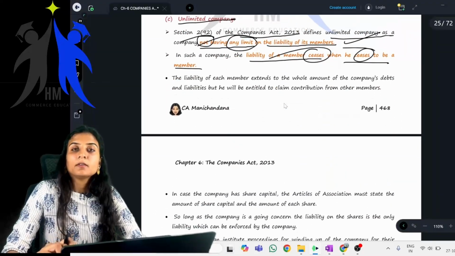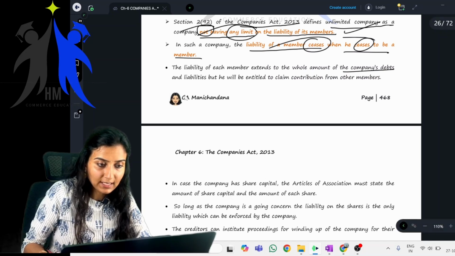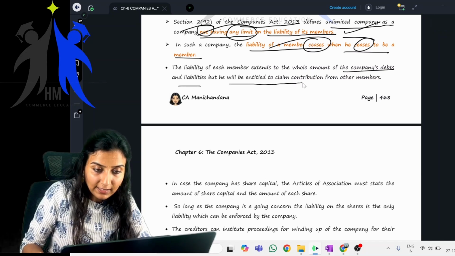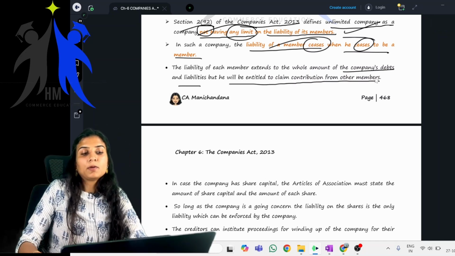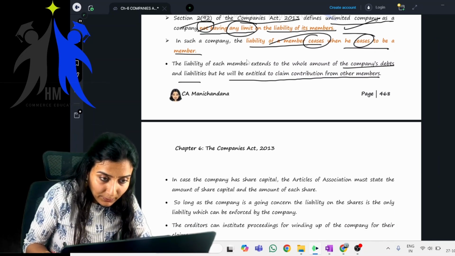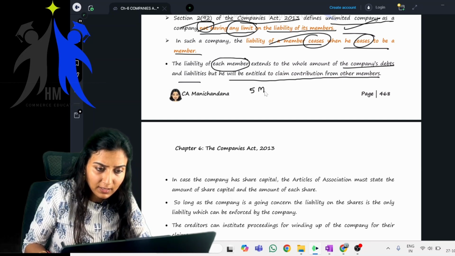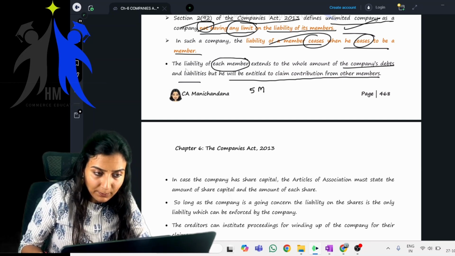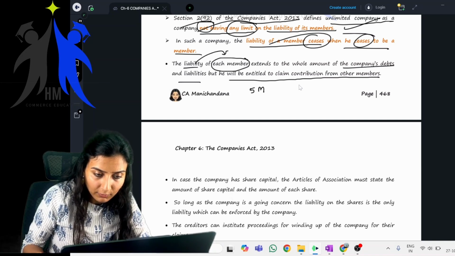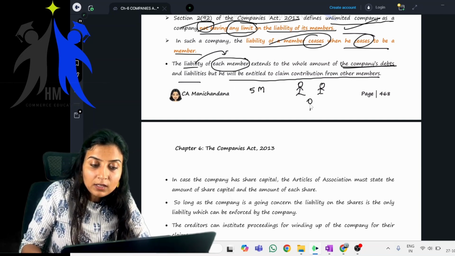Okay, fine. The liability of each member extends to the whole amount of company's debts and liabilities, but he will be entitled to claim contribution from others. Now, what do you mean by this particular line? See, what they're trying to tell you is the liability of each member. Say, for example, there are 5 members. The liability of each member extends to the whole of the company's debts.